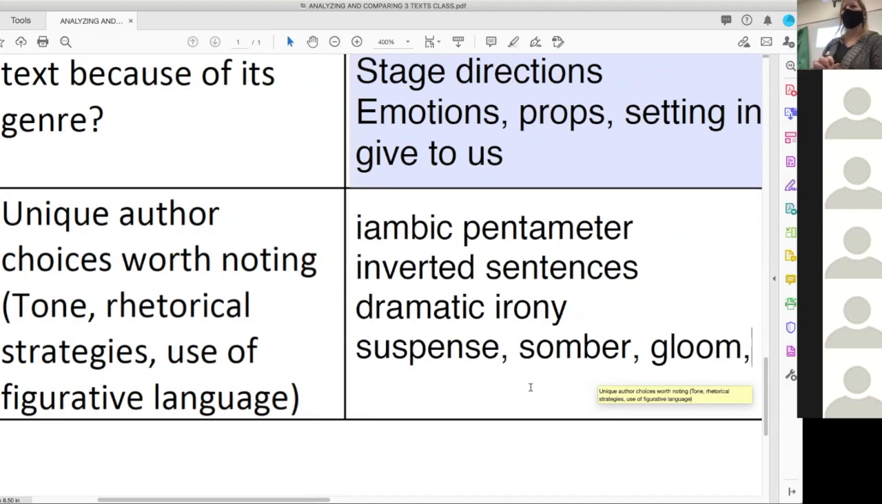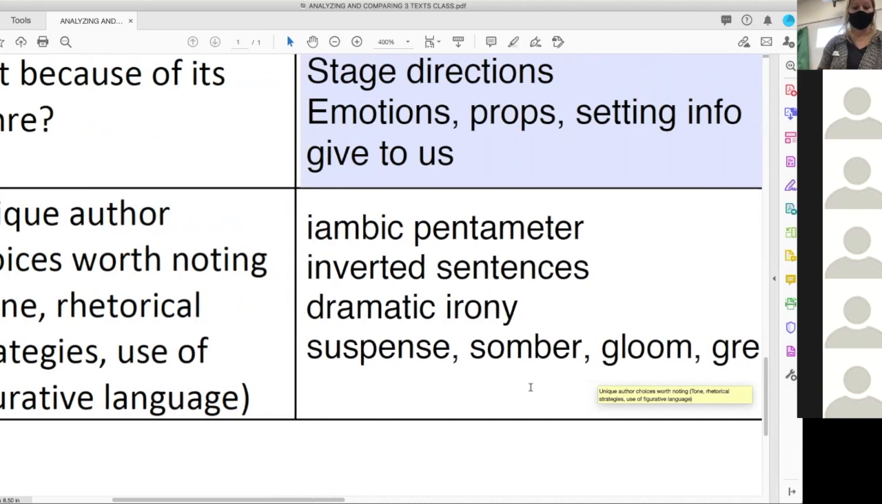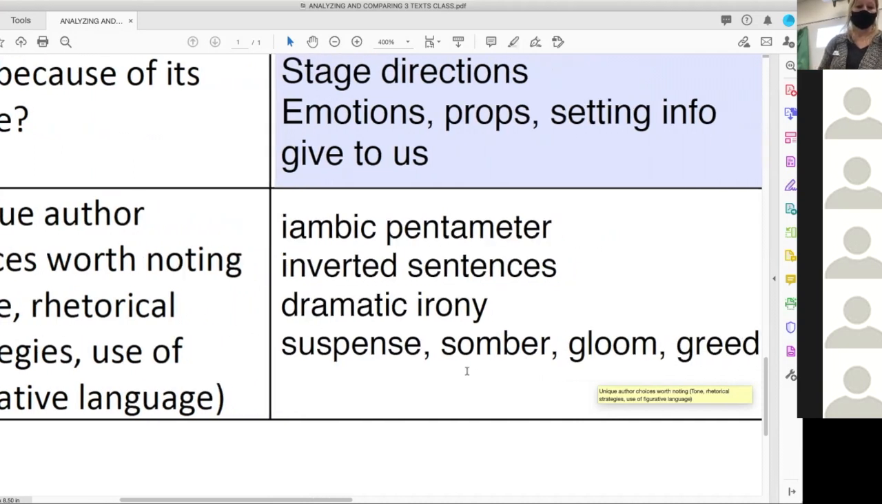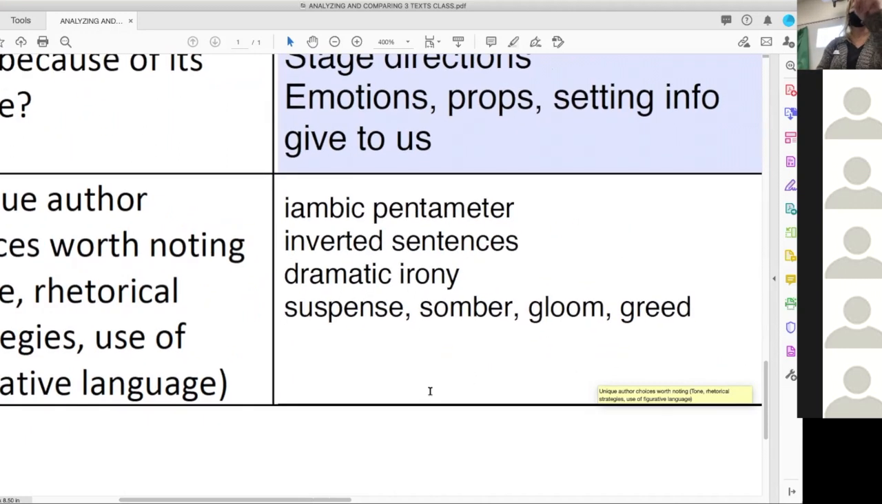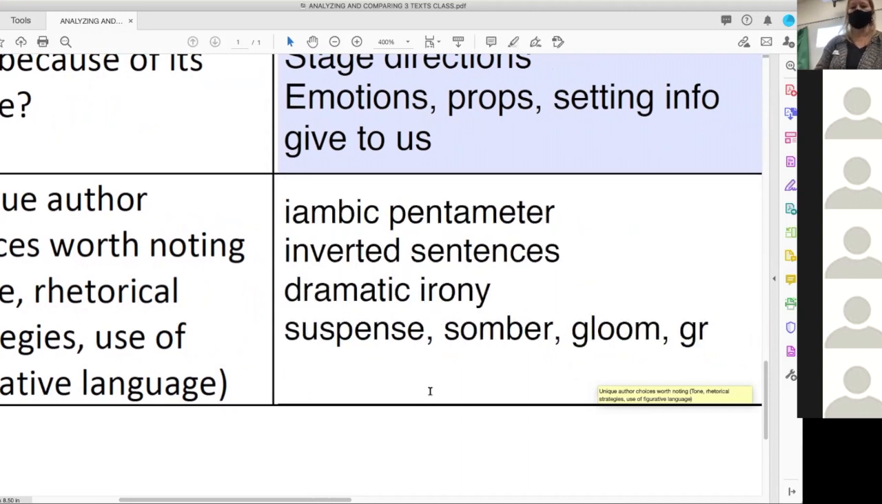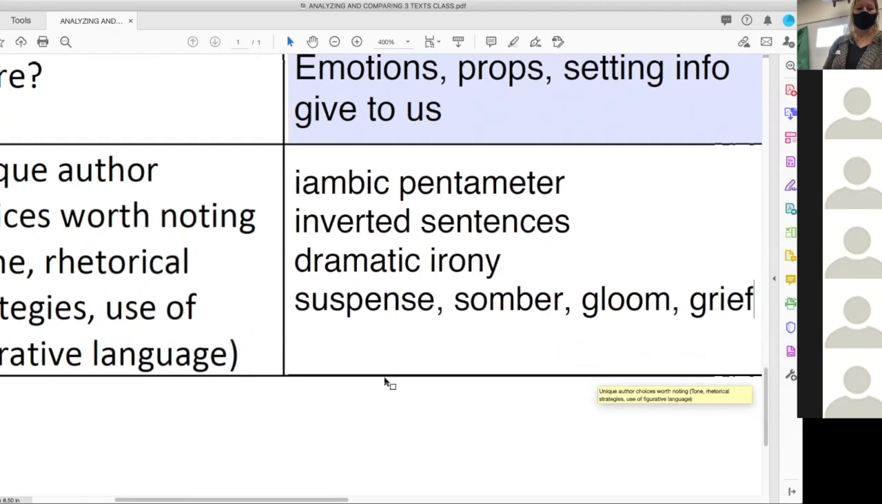Anything else come to mind in terms of greed? Oh, grief. Did you say grief? Okay, I'll change that to, it was about greed too, but grief is the emotion word.